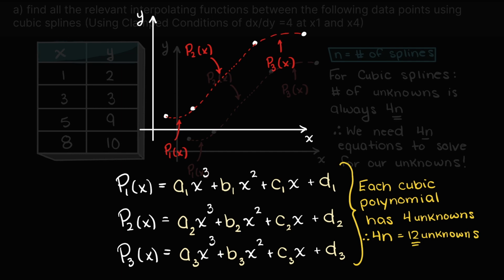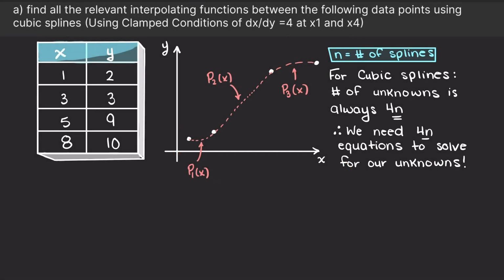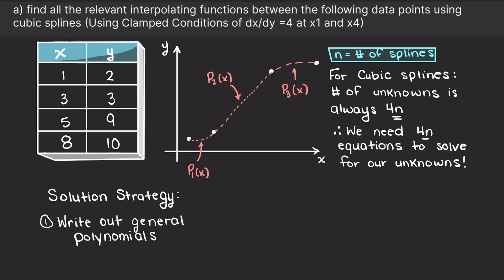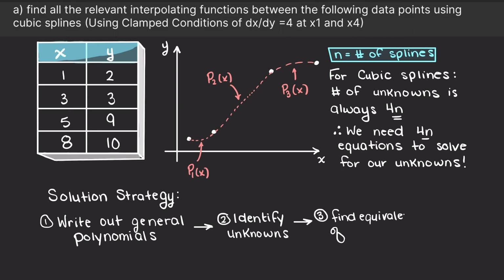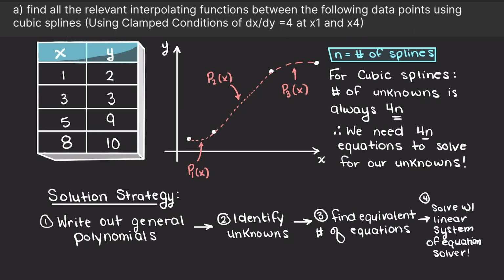So, let's quickly make a plan of attack on how we want to go about solving this problem. First, we are going to find 12 equations such that we can find our 12 missing coefficients. And to find them, we will plug our 12 equations into a linear system of equation solver and then complete the problem. But stay with me and we'll walk through this problem fully together.